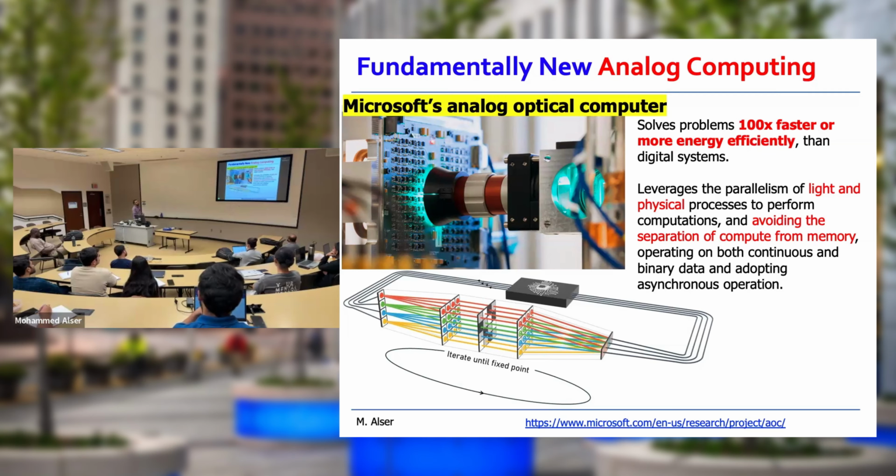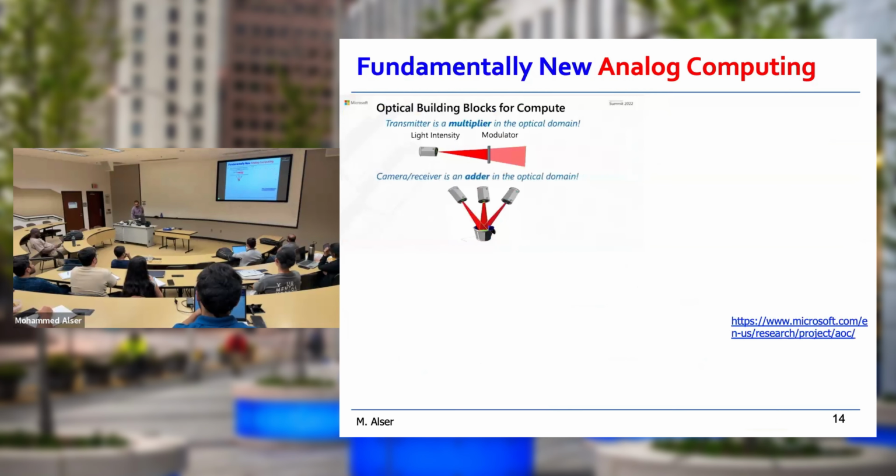It leverages the parallelism of light and physical process to perform computation and avoids the separation of compute from memory. And this is what we've been talking about. How does it work? So they have two concepts. They consider whenever you transmit a light and you have it passing through a modulator, then that is performing a kind of multiplication operation, okay? Now how it works, why it's multiplication and not another operation, I have no idea. So this is all related to physics. But you can consider it like that.